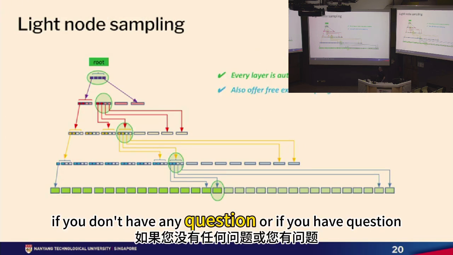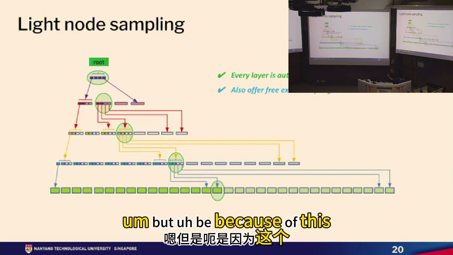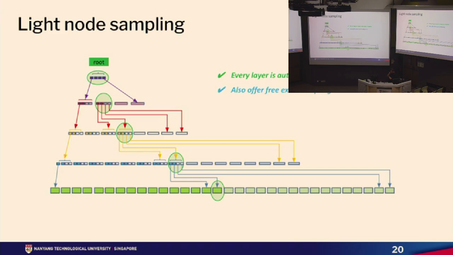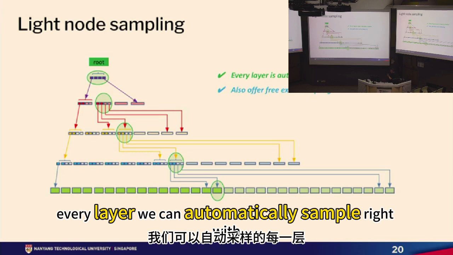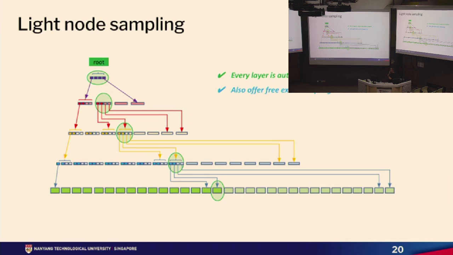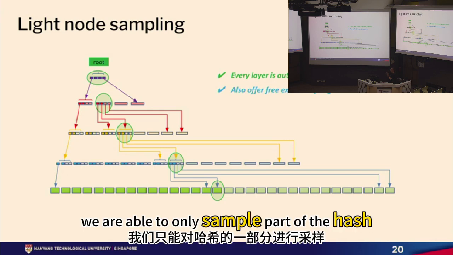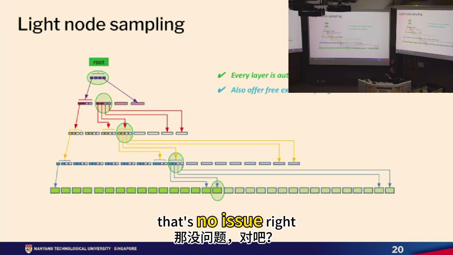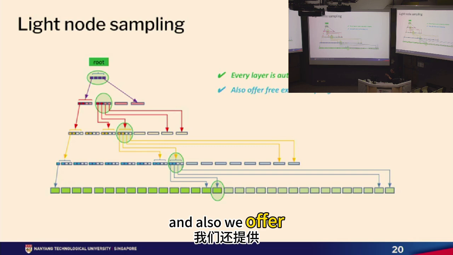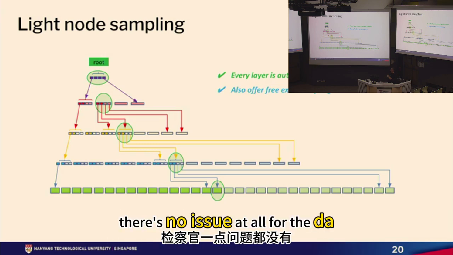If you don't have any question, or if you have a question, you can ask me later on. Because of this, we are now able to automatically sample every layer. With whatever we just talked about with the RS code, we are able to sample only part of the hash to validate the hash. That's no issue, right? And they can also do extra sampling to make sure there's no issue at all for the DA.